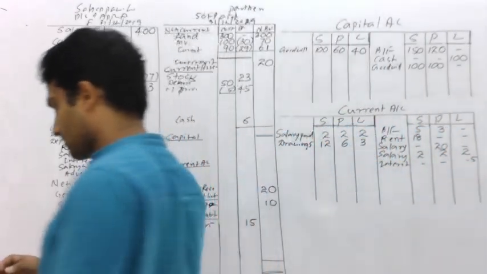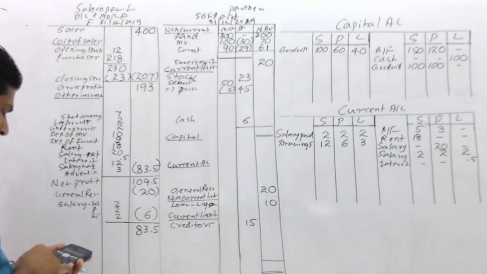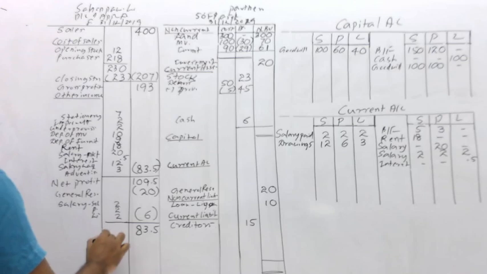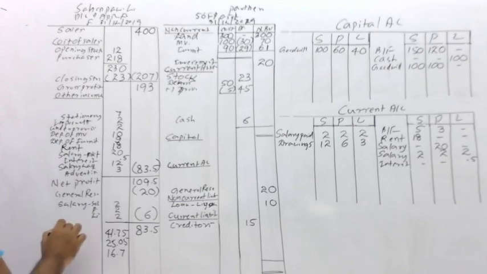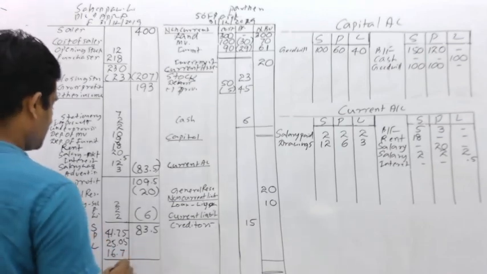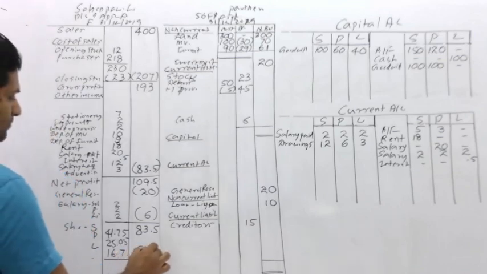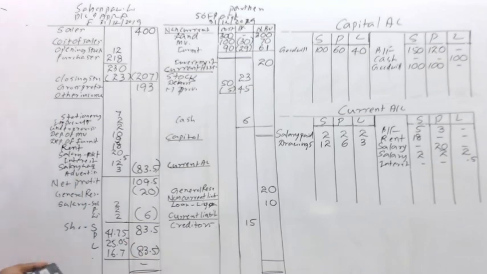That is 16.7, 41.75, 25.05, 16.7. Share of profits: Sahan, Pawan and Leon.